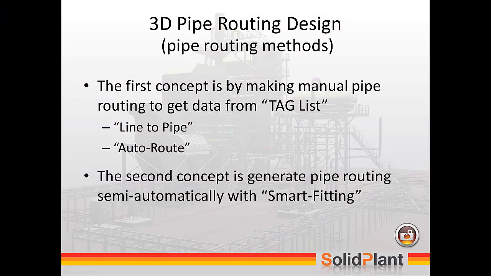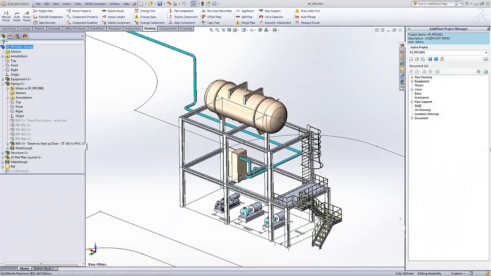Now we get into the 3D pipe routing design using different methods. The first concept is to route the pipe manually and assign the tag from the tag list. We can use the Auto Route tool that allows us to select different alternative routes. The second concept is to generate the pipe routing semi-automatically with the Smart Fitting. Let's start with the pipe routing design.